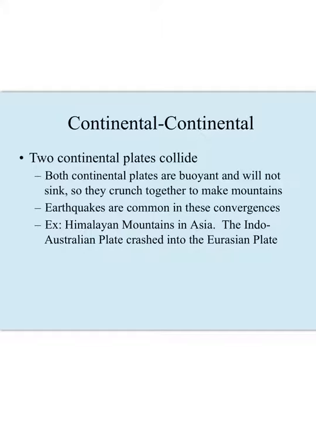Okay? We don't have a plate sinking, so therefore we don't have a plate melting and forming magma to form the volcanoes. So an example of this type of plate boundary would be the Himalayan mountains in Asia. This is where the Indo-Australian plate is colliding with the Eurasian plate.